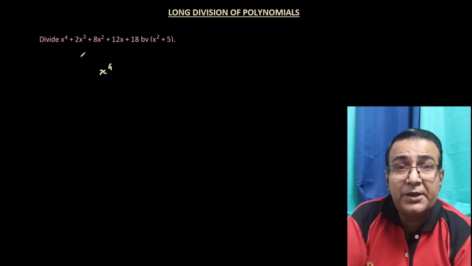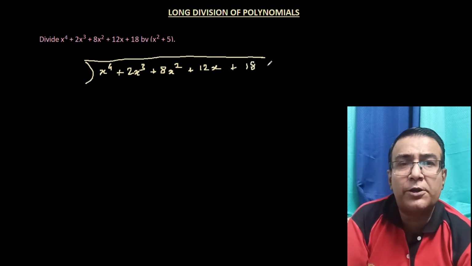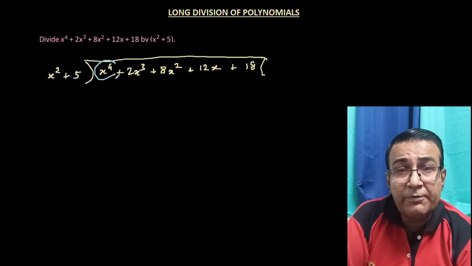But here we have to proceed as normal. There's no change, so again I'll go in a hurry. Wherever there is a change, I'll let you know, and keep watching because the change is coming. So we write the dividend first, x to the power 4 plus 2x cubed plus 8x squared plus 12x plus 18, and writing the divisor also in decreasing order of degree, we get x squared plus 5. We look at the first term of the dividend and the first term of the divisor: x to the power 4 divided by x squared gives us x squared. We write x squared in the quotient and then multiply it by the complete divisor.